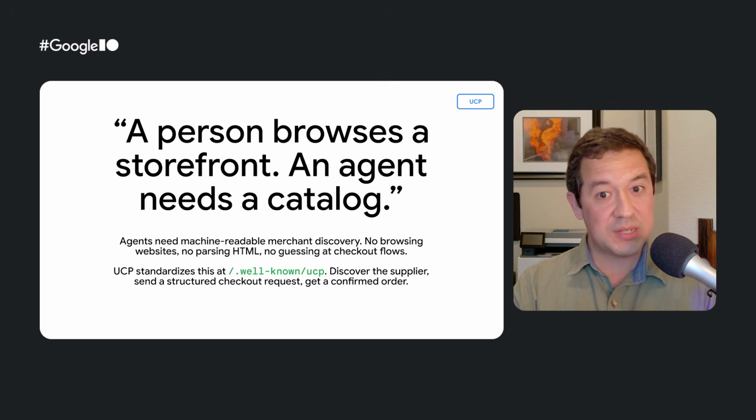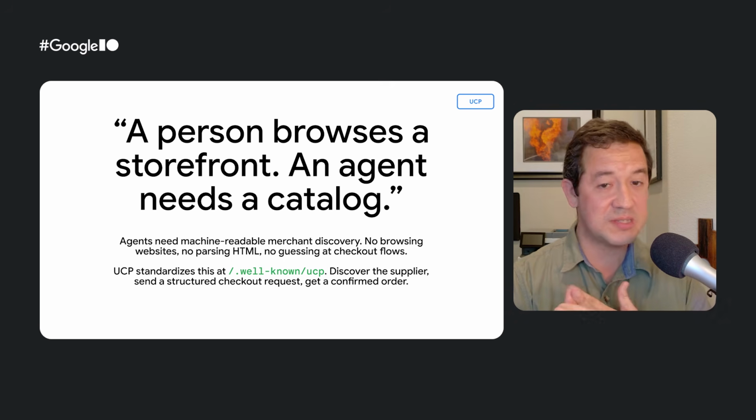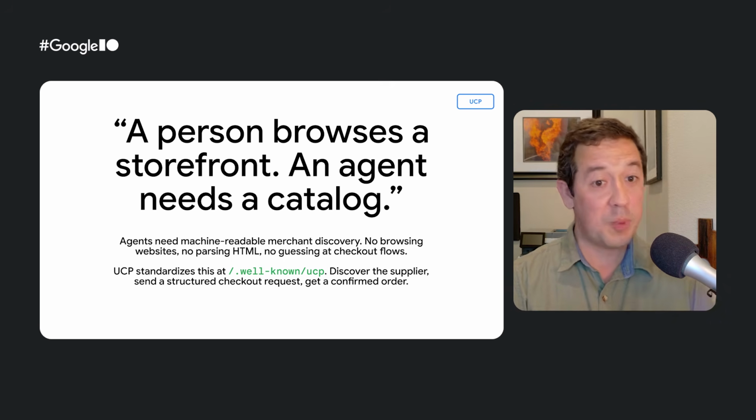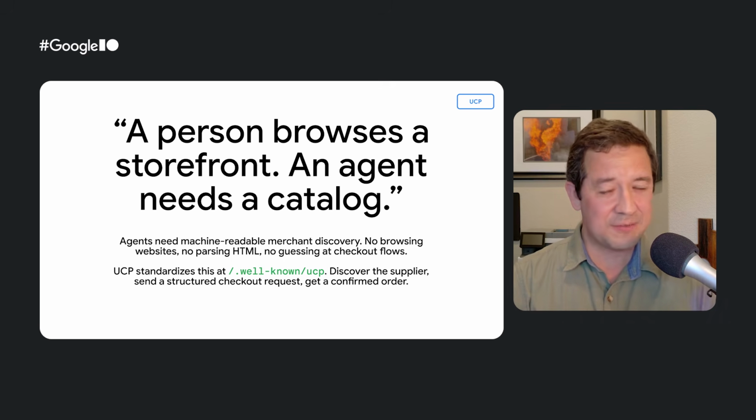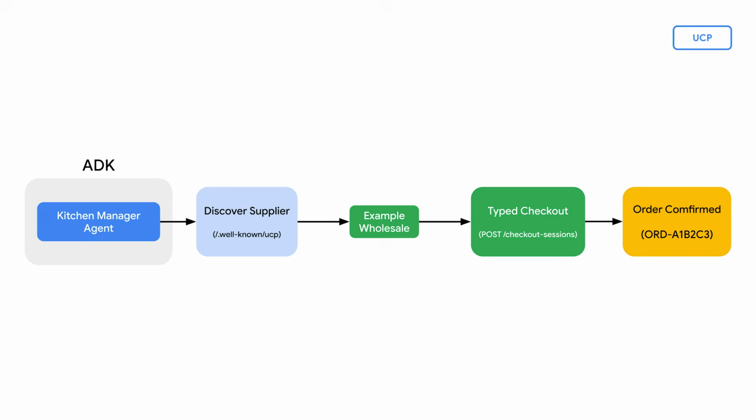So now the agent can discover a supplier's catalog and send a structured checkout request with line items, quantities, and payment details. The agent doesn't have to browse a website, no parsing HTML, and it doesn't have to guess at the checkout flows. Here's what that looks like in code. It's all just standard HTTP requests following the UCP specification, but now the typed request format means the agent doesn't have to guess at what a checkout request actually looks like.